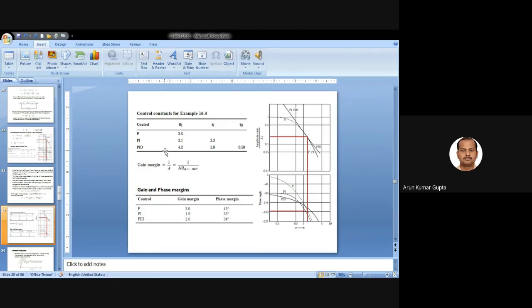So you know the KU, you know the PU, you can make the table like this. You can also calculate the gain margin and phase margin for the different set of values. So for a given set, let's say for 3.5, they calculated the gain margin is 2, phase margin is 45. Similarly for PI, they got this kind of information.